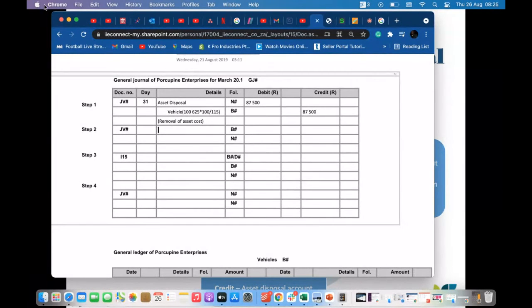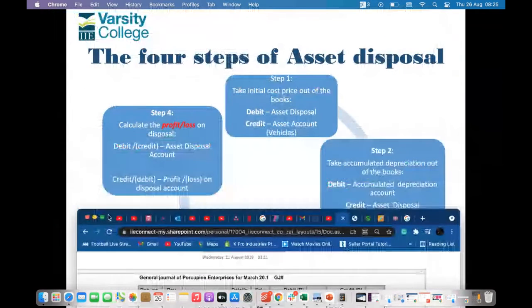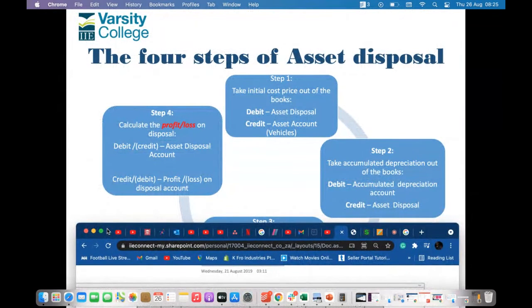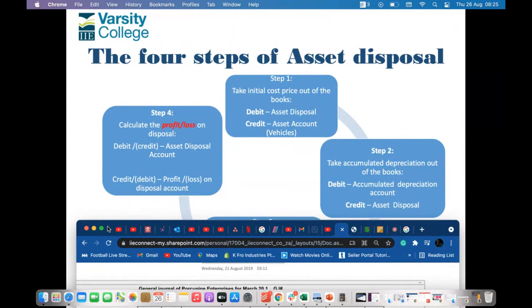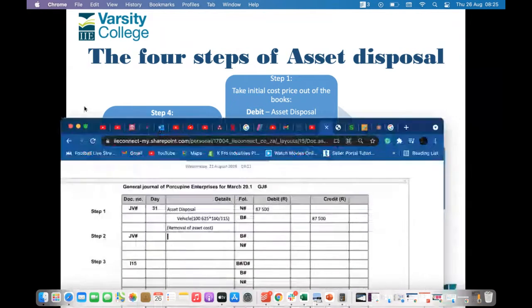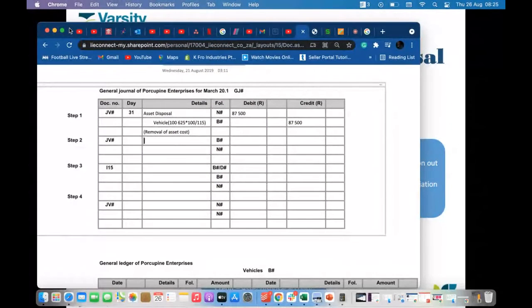So again, we say to ourselves, okay, accumulated depreciation we know is a negative asset. So what are we debiting? What are we crediting? Since it's a negative asset, it increases on the credit side. So now to remove it, as our step 2 is instructing, we need to debit accumulated depreciation and we need to credit asset disposal. Right, so we are debiting accumulated depreciation, and we are crediting asset disposal.